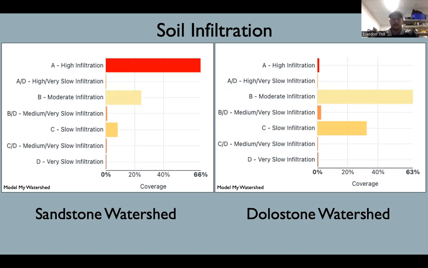Looking over to the right at the dolostone watershed, we see a lot more moderate and slow infiltration soil. So that water is having a harder time getting down into the groundwater storage. And we can then pair that with that added agriculture. So with more agriculture, we essentially have more nutrients. And with a harder time for the water to enter the soil and infiltrate the surface, one could hypothesize that it has an easier time running off directly into the stream. So this could be paired in our dolostone watersheds with excess nutrients entering the stream.